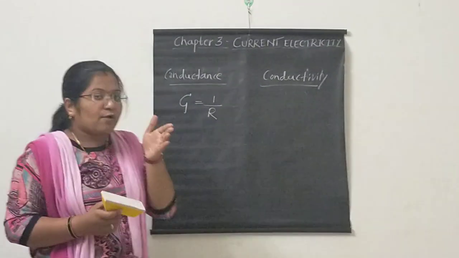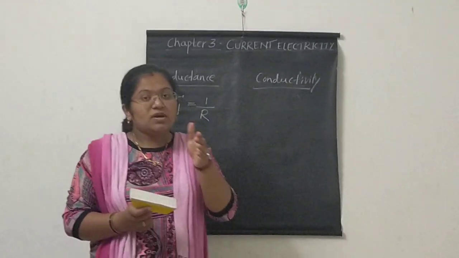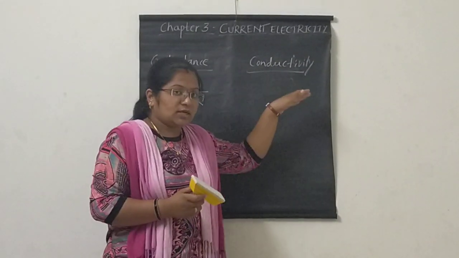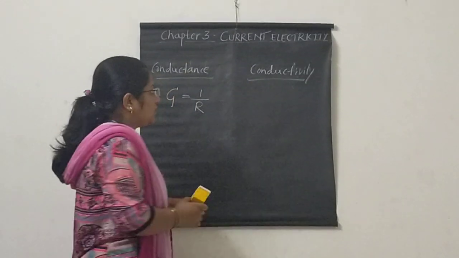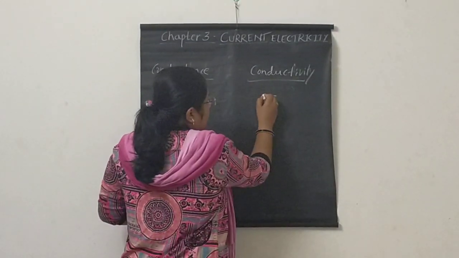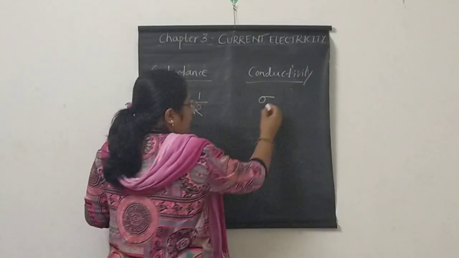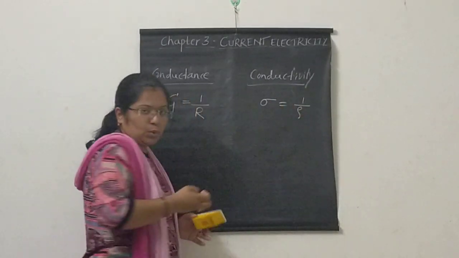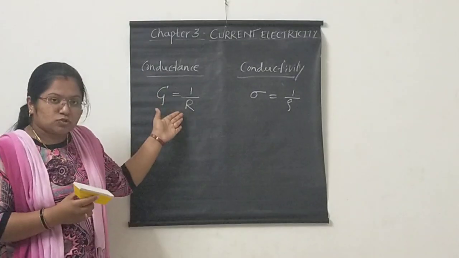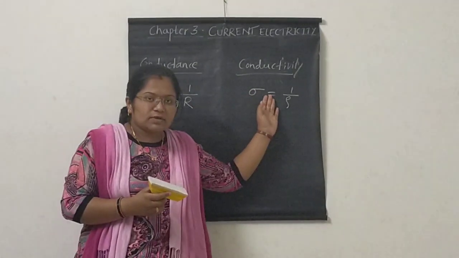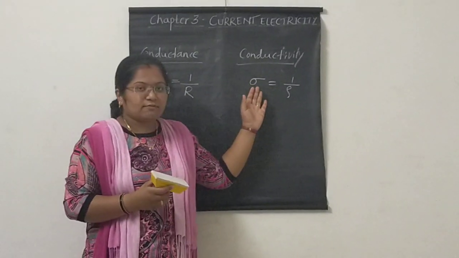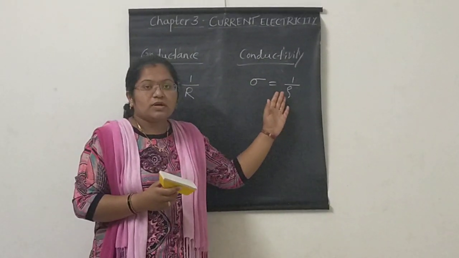As we have resistance, we also have resistivity. With respect to resistivity, we have conductivity. This conductivity is denoted by the letter sigma, and resistivity, you know, is rho, so sigma is 1 by rho. Conductance is the inverse of resistance. Conductivity is the inverse of resistivity. Understood? So conductivity can be defined as the inverse of resistivity.